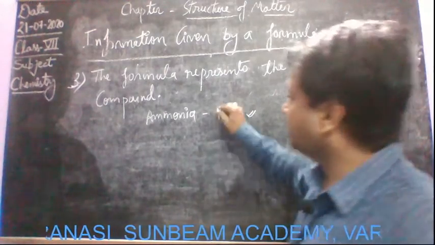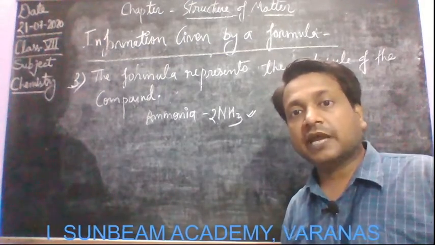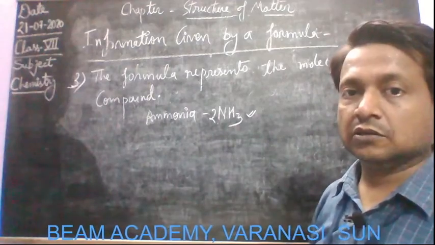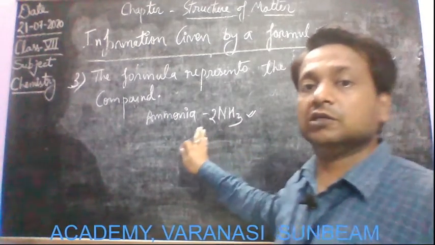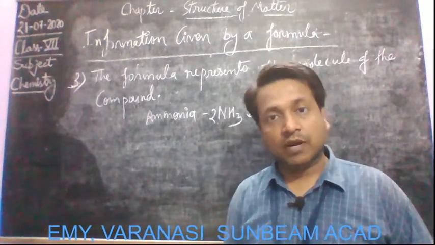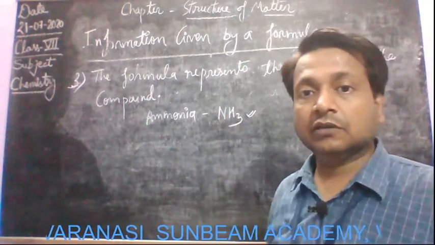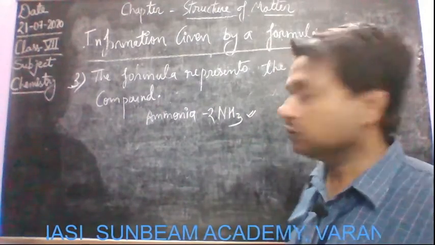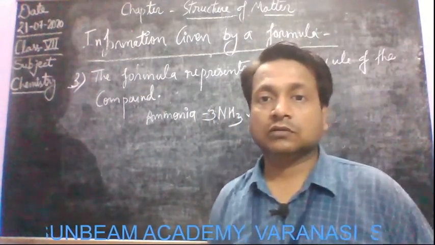If we are going to write here 2NH3, this will indicate two molecules of ammonia, and so on. So this formula is going to tell us how many molecules of this compound are present there. One molecule if only NH3, two molecules if 2 is there, 3 molecules if 3 is there, and so on.